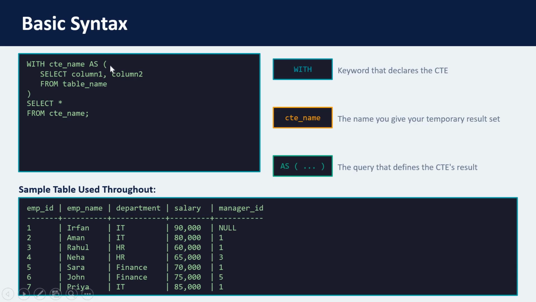AS is defining a kind of function. It is a query that defines the CTE result. So that means inside AS, whatever we are writing is a kind of one query result, right? That will define the CTE result, right?